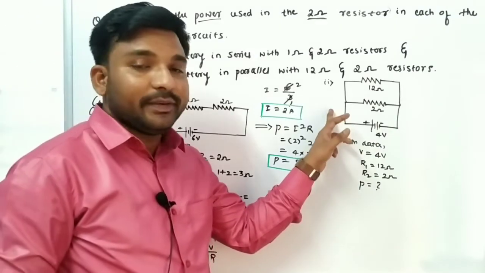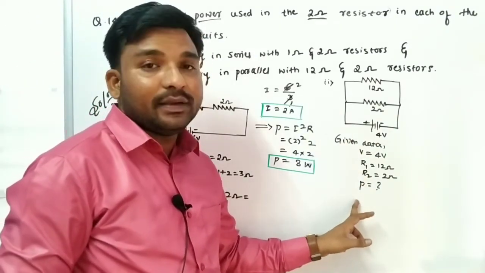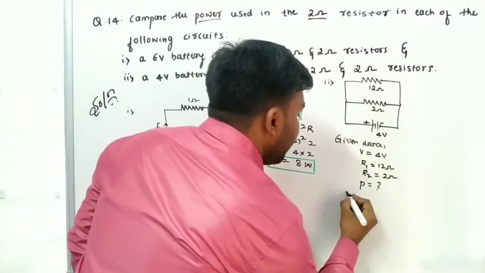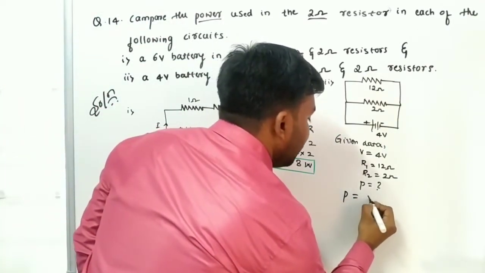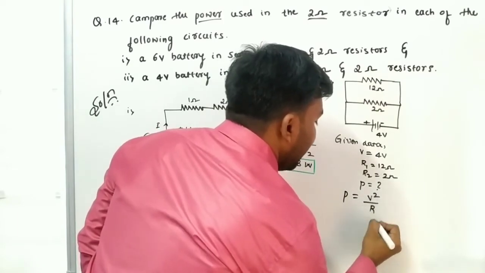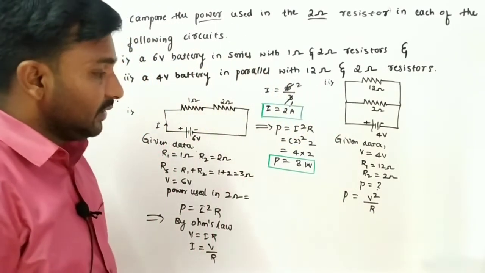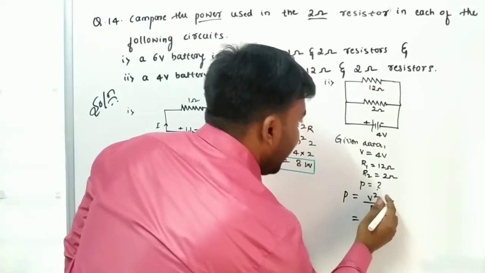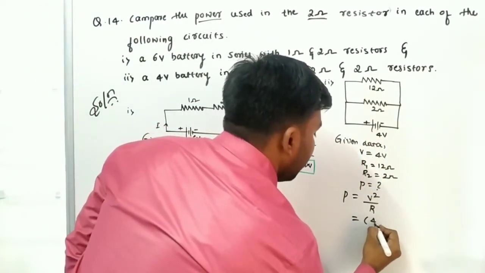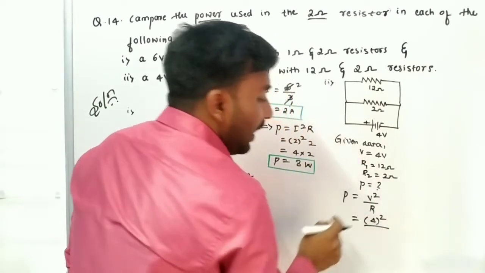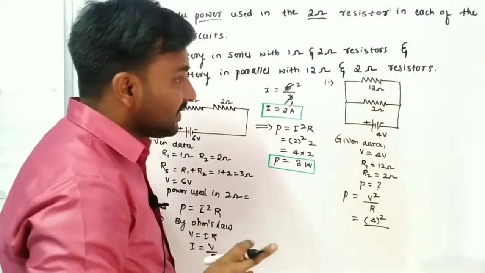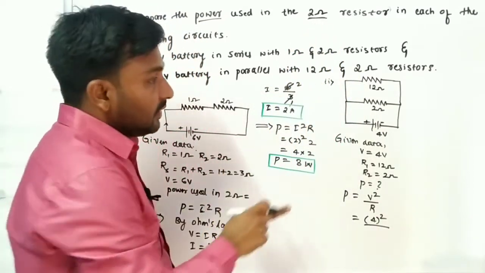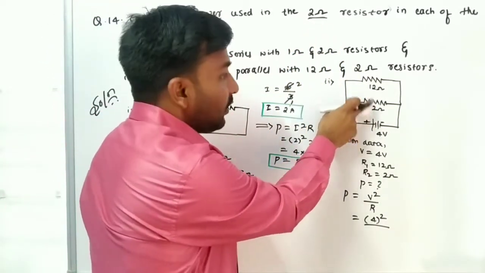But in this situation, you can directly calculate the power by using the formula, that is, power is equal to V square divided by R. You can calculate using this one formula directly. V is 4 square as it is. R stands for the resistance that we have to calculate, that is the 2 ohm resistor, not this one.